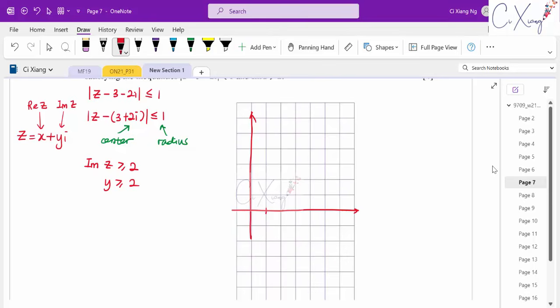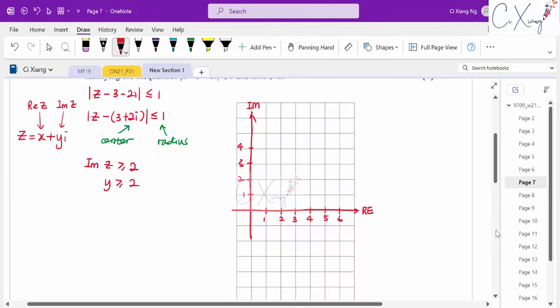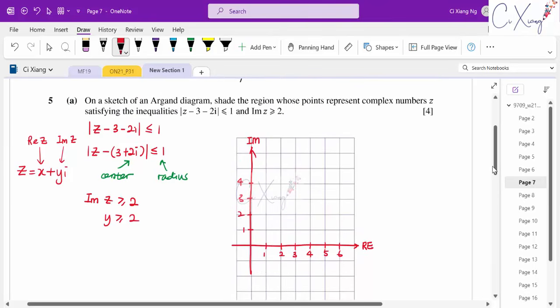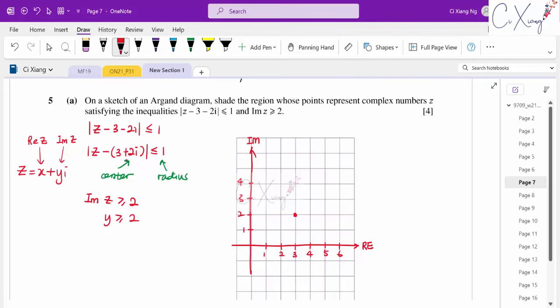Maybe for one box is 1 unit. I'm having 1, 2, 3, 4, 5, 6 on the x-axis, and then on the y-axis 1, 2, 3, 4. The y-axis is the imaginary part, and the x-axis will be the real part. So real and also imaginary. First of all, the center of the circle is 3, 2. So 3, 2 means somewhere here. This is 3, 2.